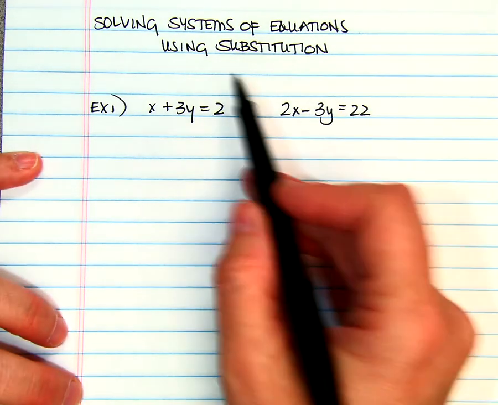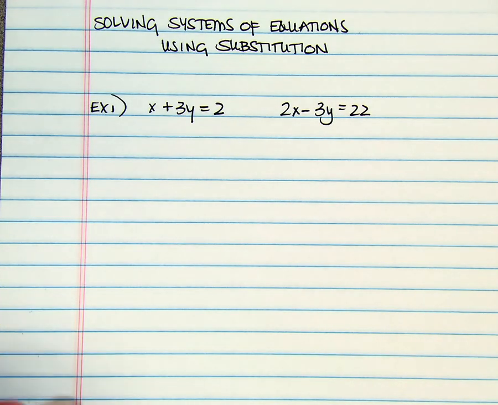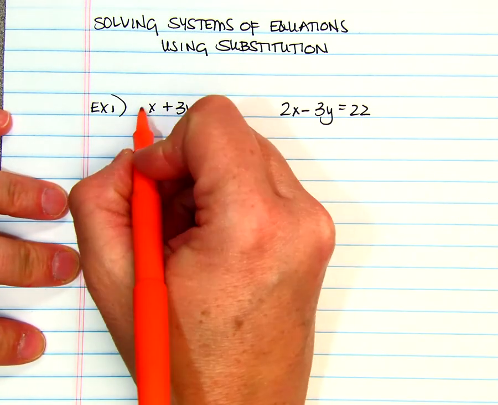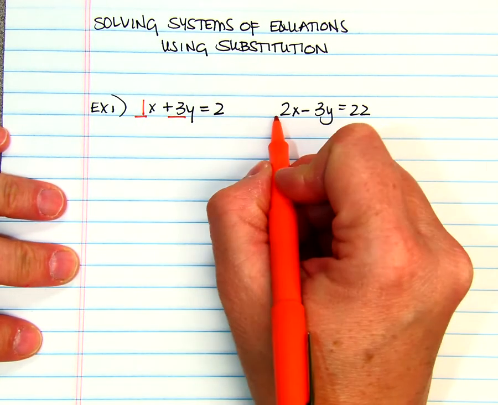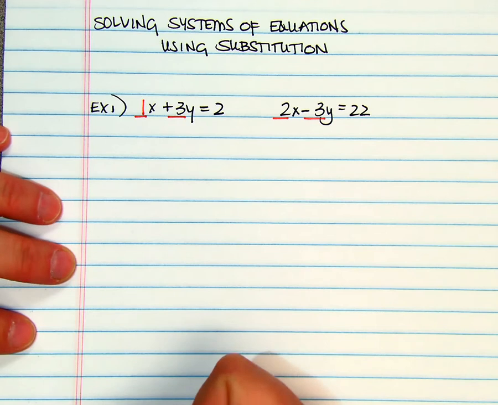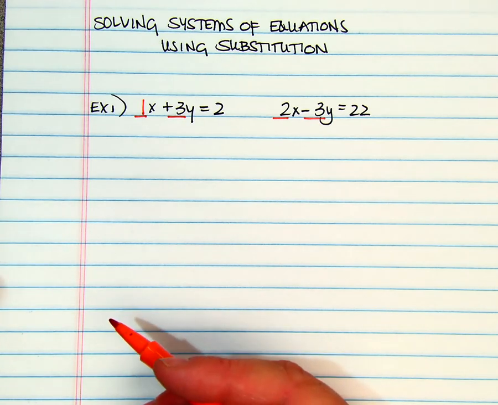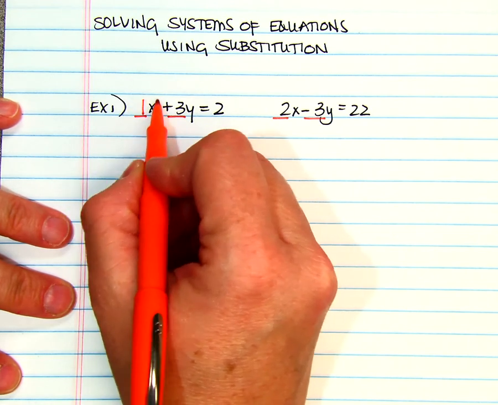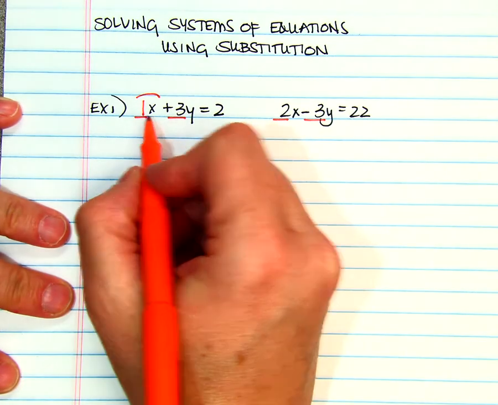So when we are using substitution, what we are looking for, and these are okay to actually be in any form. So I'm looking at this one, and I'm looking at the coefficients. I have a 1, a positive 3, a 2, and a negative 3. So if I'm using substitution, you are going to be looking for the ones that have a coefficient of either 1 or negative 1. So this is the only one that has a coefficient of 1. So this is the variable I'm going to solve for. And I would solve for x.